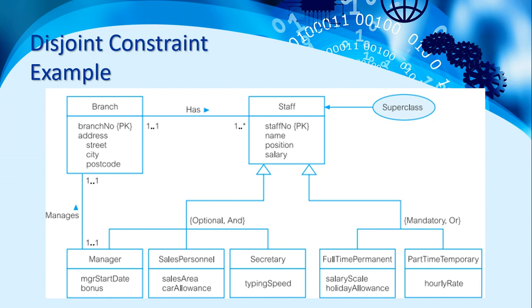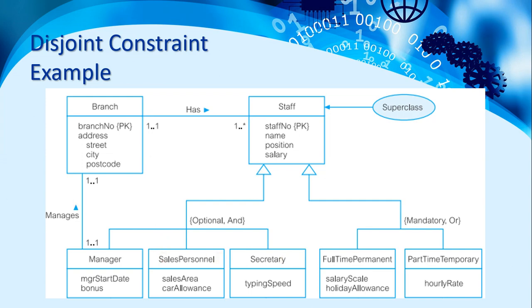So for example, in this figure, on the left side, the job roles specialization and generalization, these three are non-disjoint, because there is an "and" written here. Which means that an entity occurrence of staff can be a member of manager, salesperson, and secretary.